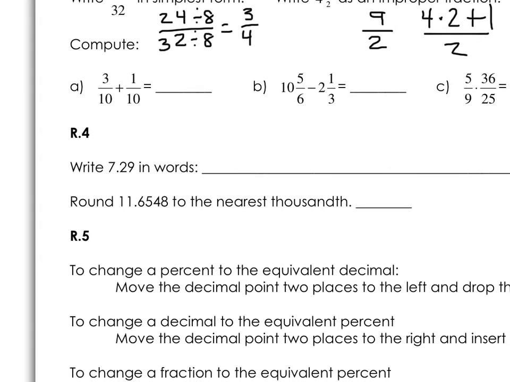What is 3/10 plus 1/10? You have a common denominator, so you just add the numerators. You get 4/10. Numerator and denominator are both divisible by 2. When you divide numerator by 2, you get 2. Divide 10 by 2, and you get 5. So our answer is 2/5.